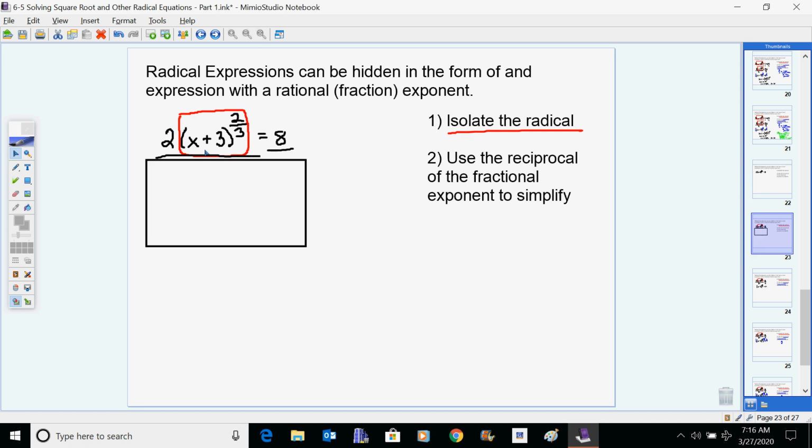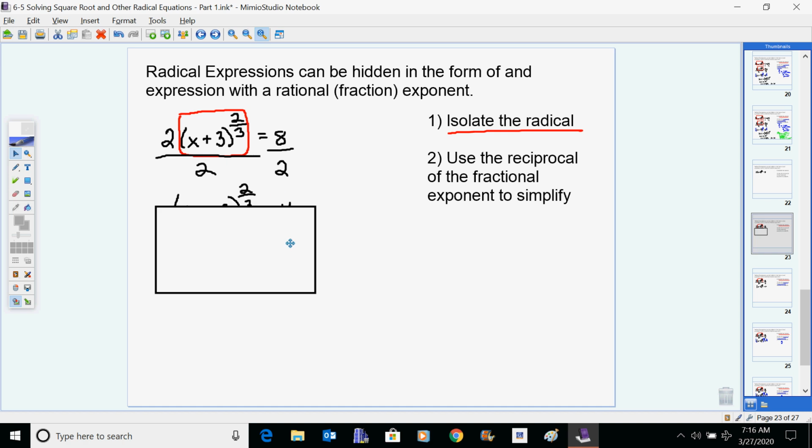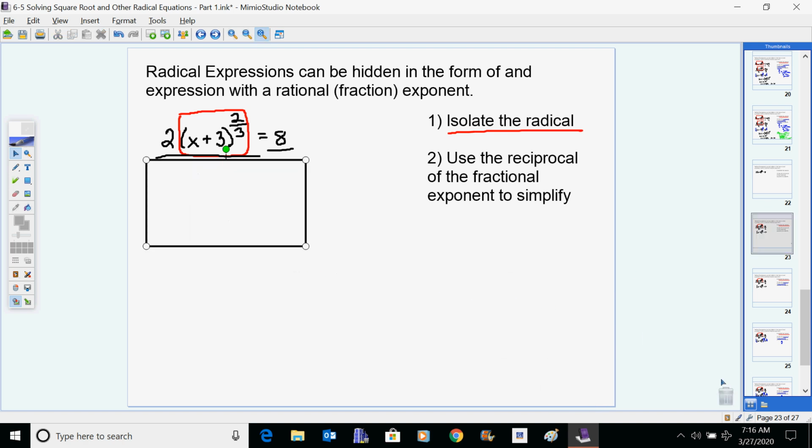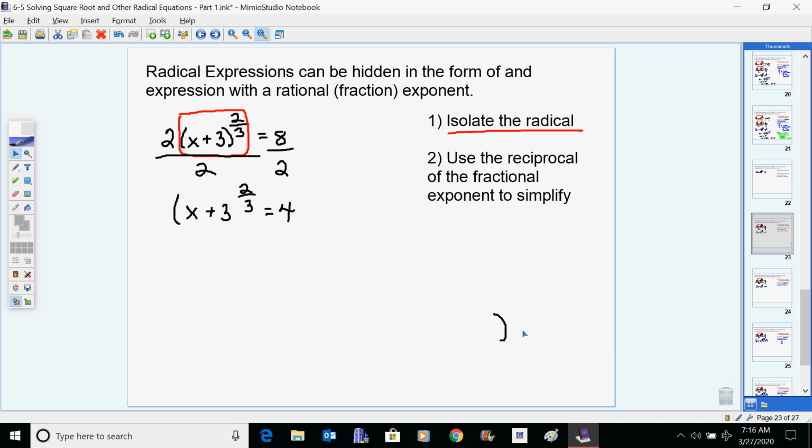All right, but these are the steps. We need to divide both sides by 2. x plus 3 to the 2/3 power. The reciprocal of the exponent is what we need to look at next, which would be 3/2. Because when you take both sides to the 3/2 power, 2/3 times 3/2 gives you 1, and it cancels out.